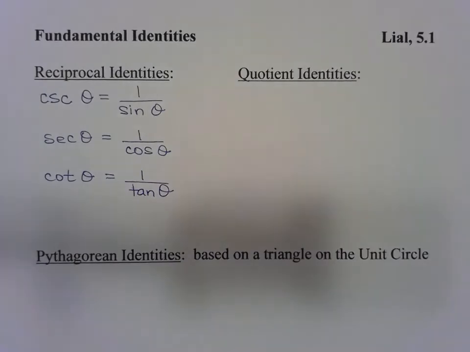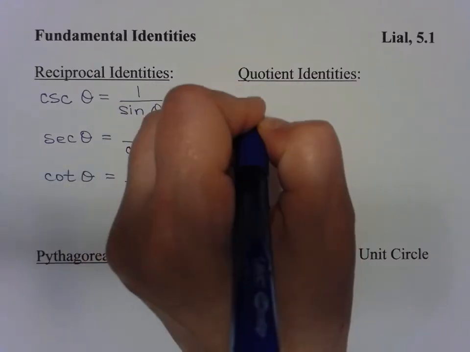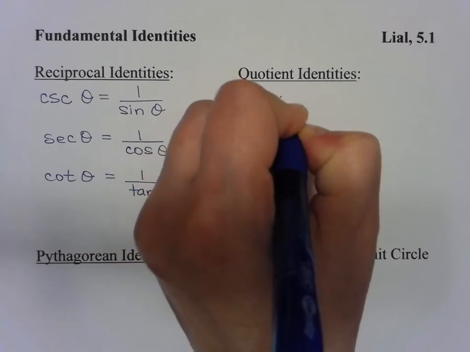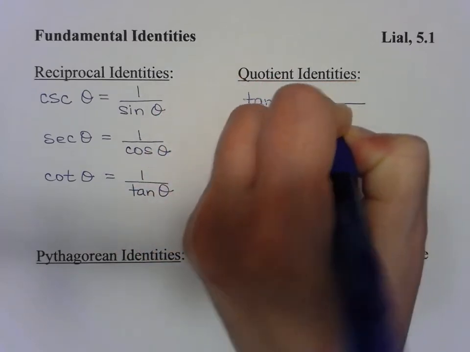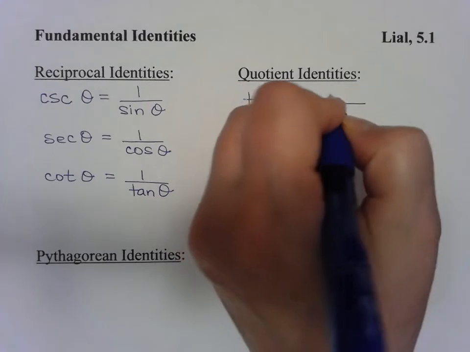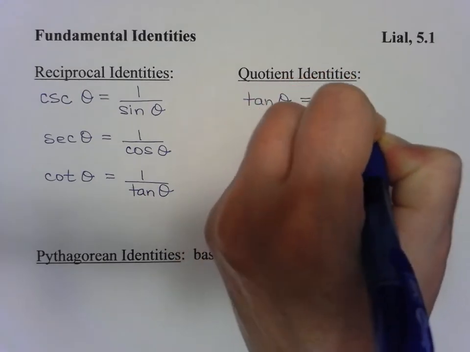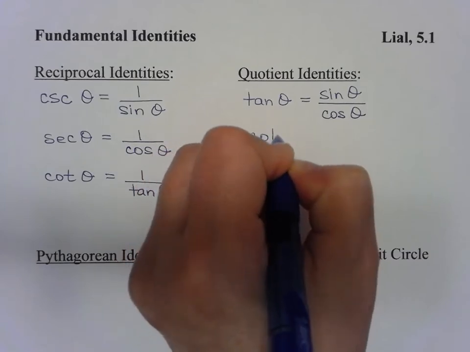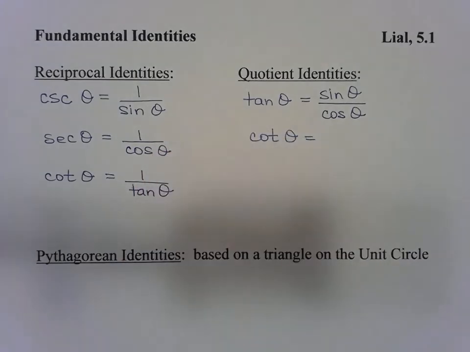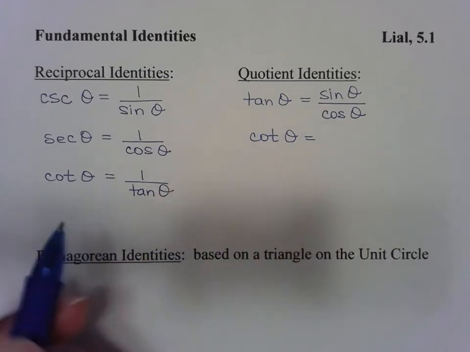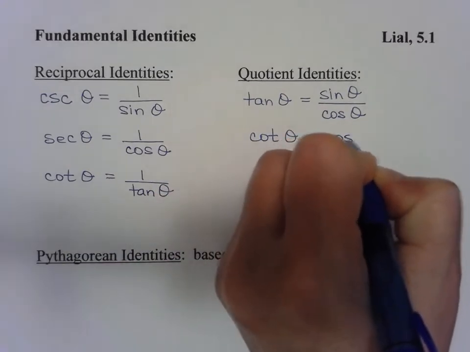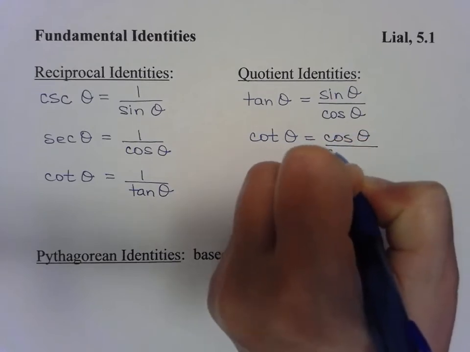All right, we also have what are called the quotient identities. These are for a tangent and cotangent. So we know that tangent is the sine over the cosine. And we know that the cotangent of theta is the reciprocal of that, which means we're going to have the cosine over the sine.